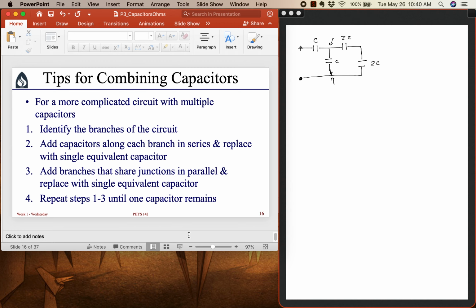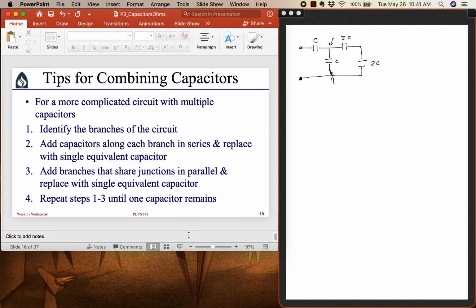And you could probably count these as junctions too. There might be some more circuit over here. But you go from junction point to junction point and look to see if there are multiple capacitors along each branch. So here's one branch in my circuit. Here is another branch in the circuit. And branches go from junction to junction. So then I look to see, are there multiple capacitors along any of the branches in my circuit?